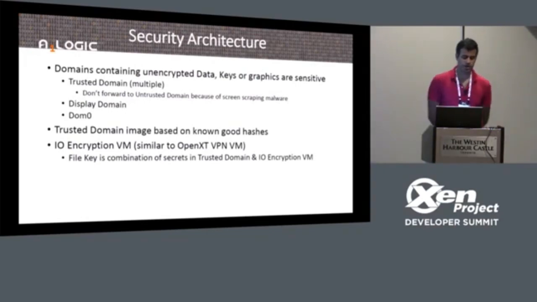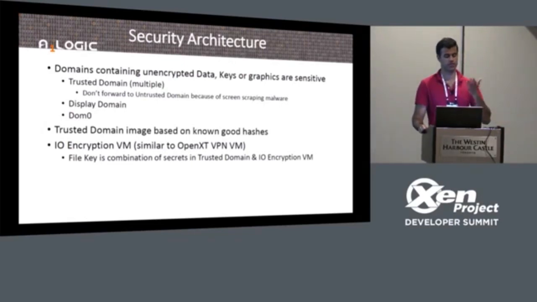As far as the security architecture goes, we consider the following domains sensitive: anything that contains unencrypted data, unencrypted keys, or parsed output from sensitive data. That implies the trust domain, the display domain, and domain 0, which is the control domain over the whole hypervisor. The trusted domain is based on known good hashes, so we're able to check the state of the trusted domain to make sure it is trustworthy and should be booted and trusted with sensitive data.